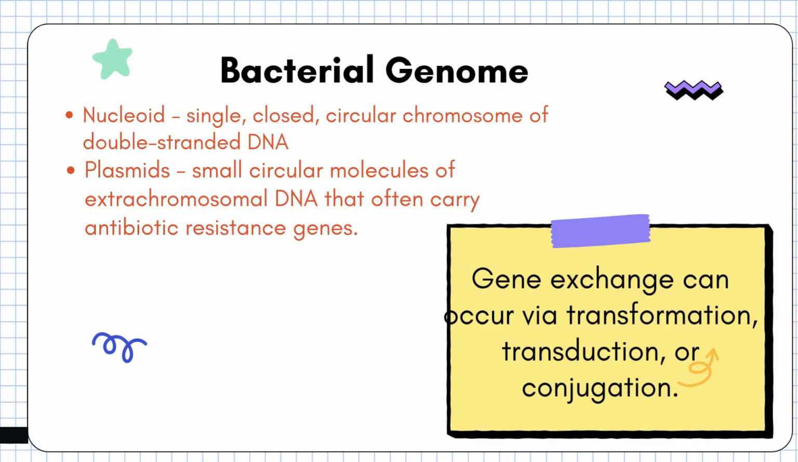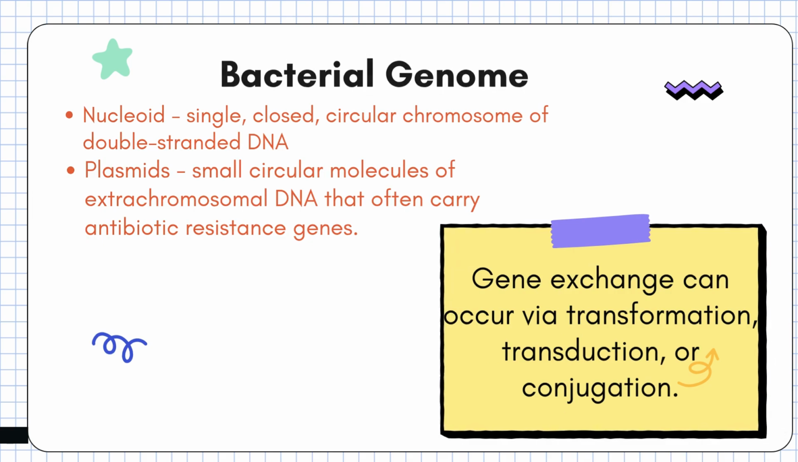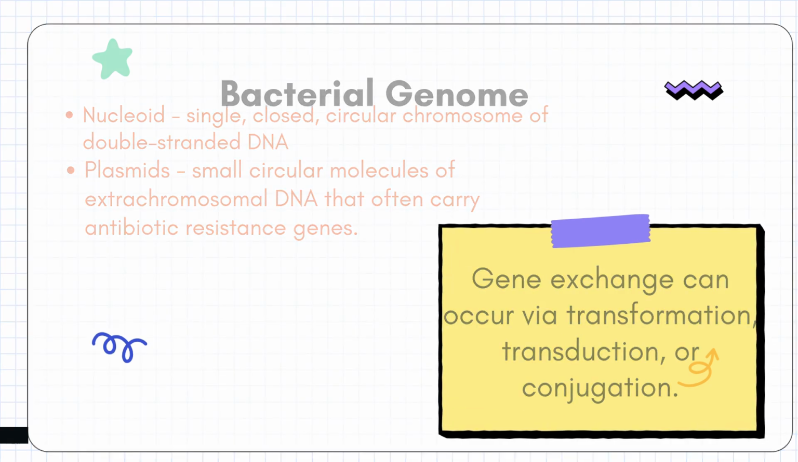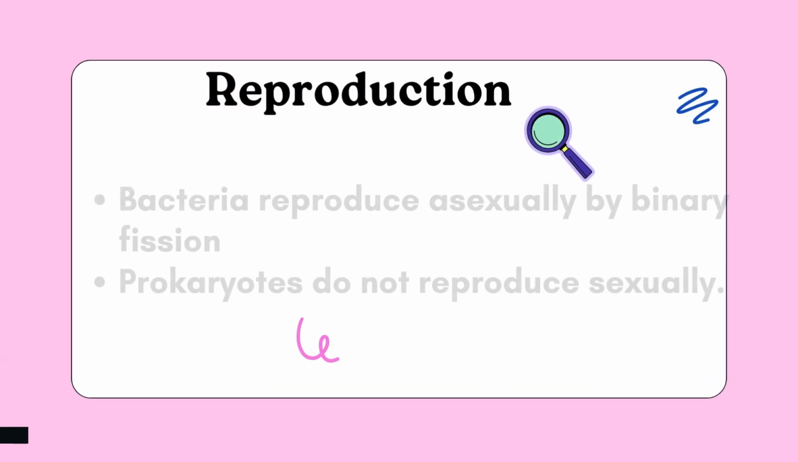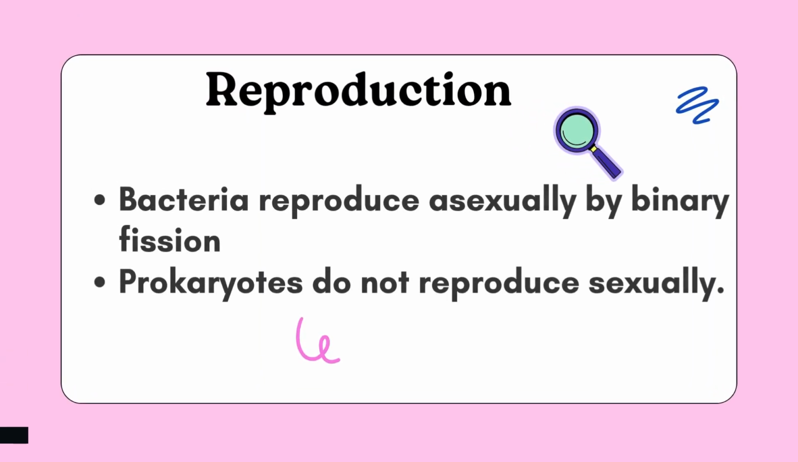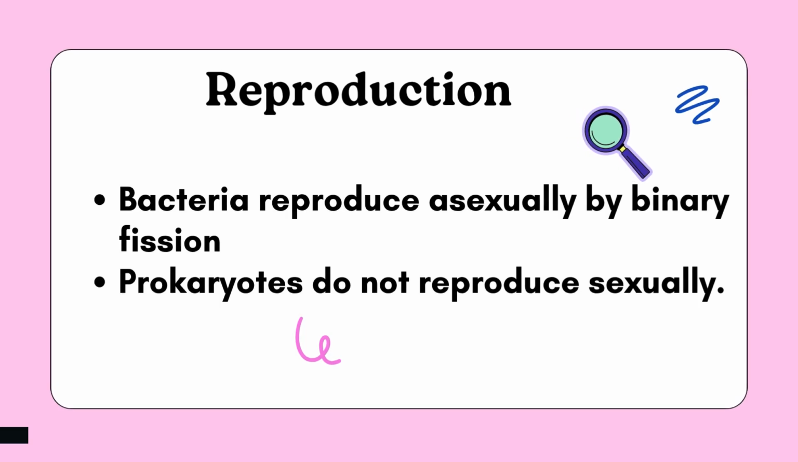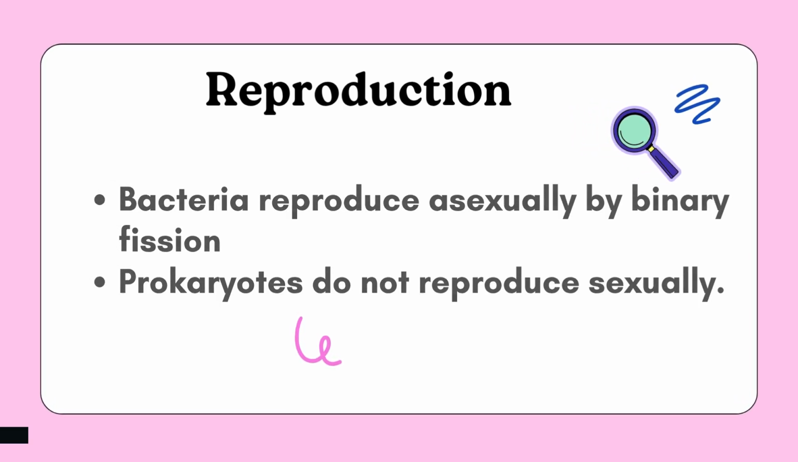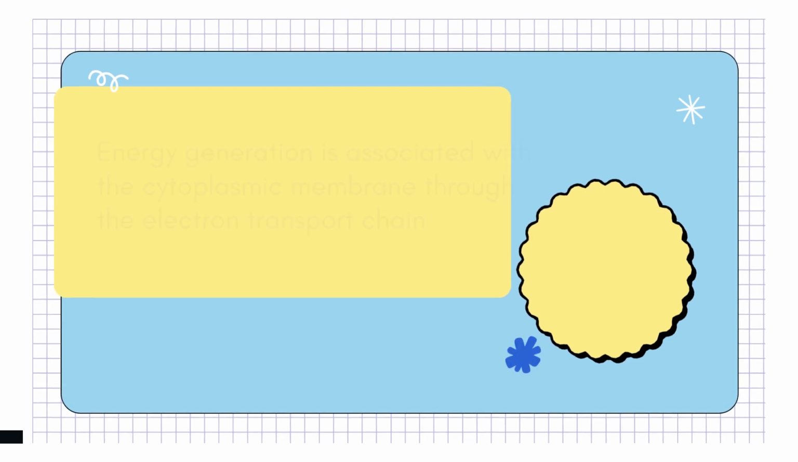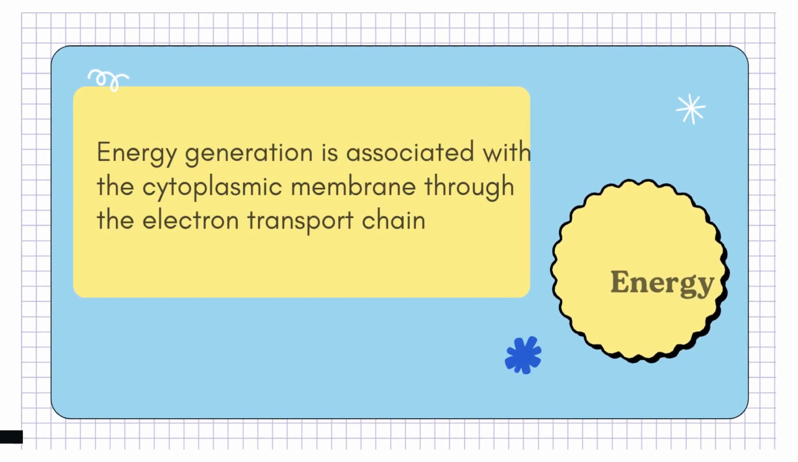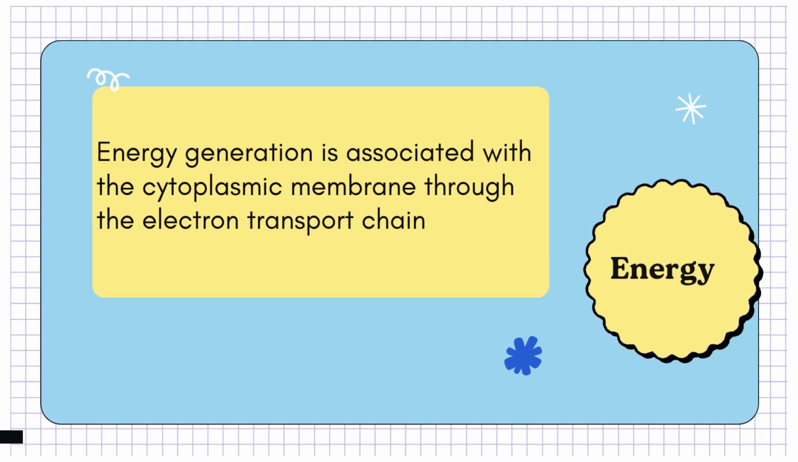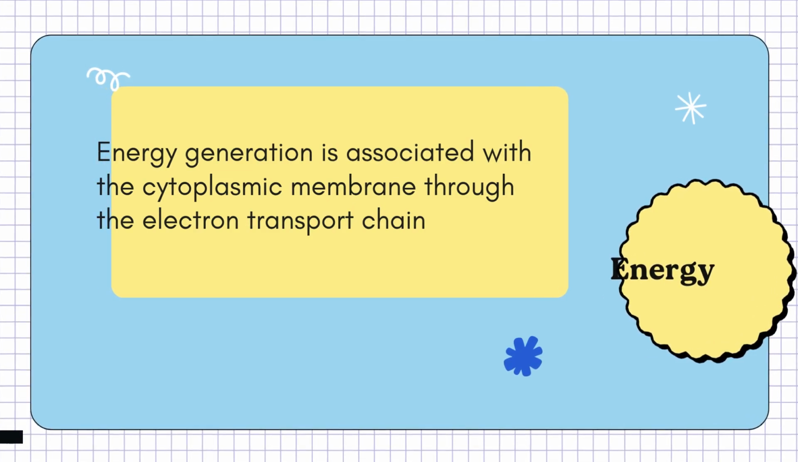Gene exchange can occur via transformation, transduction, or conjugation. Reproduction: bacteria reproduce asexually by binary fission. Prokaryotes do not reproduce sexually. Energy: energy generation is associated with the cytoplasmic membrane through the electron transport chain.